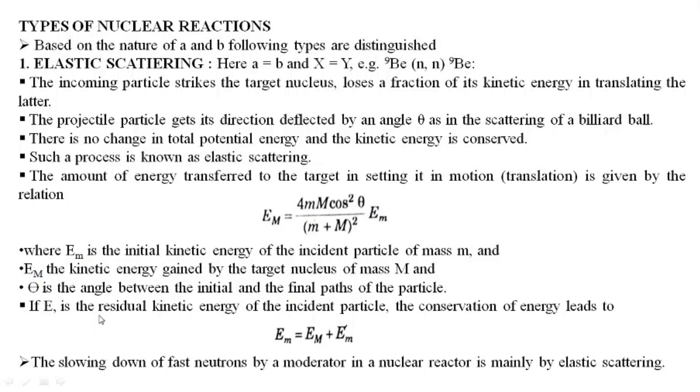If E is the residual kinetic energy of the incident particle, the conservation of energy leads to Em = Em' + E. Em means the kinetic energy of the incident particle, and this is the sum of the kinetic energy gained by the target and the residual kinetic energy. The slowing down of fast neutrons by a moderator in a nuclear reactor is mainly due to elastic scattering. So this is all about the first type of nuclear reaction, that is elastic scattering.